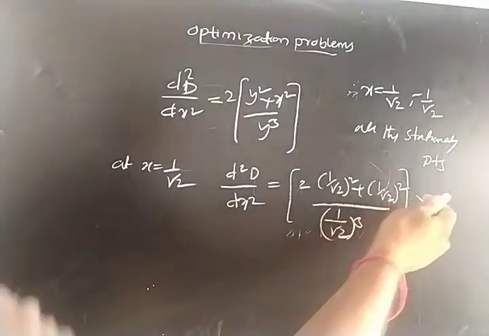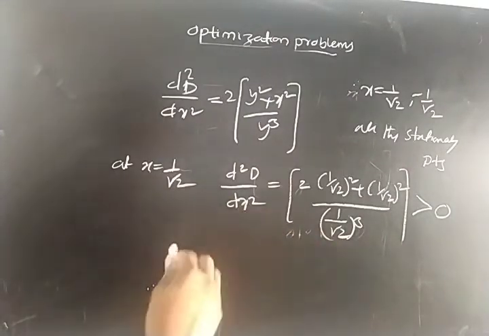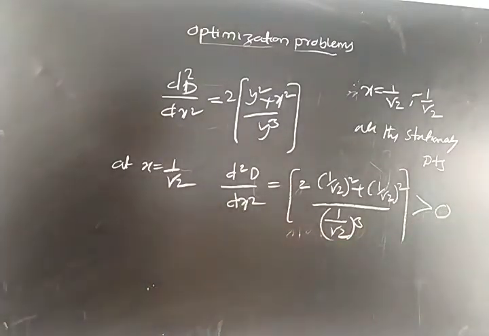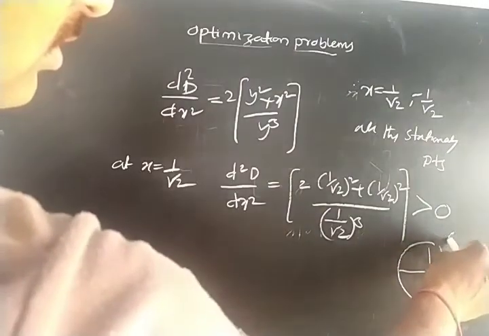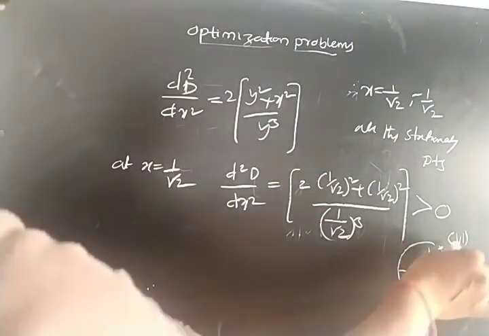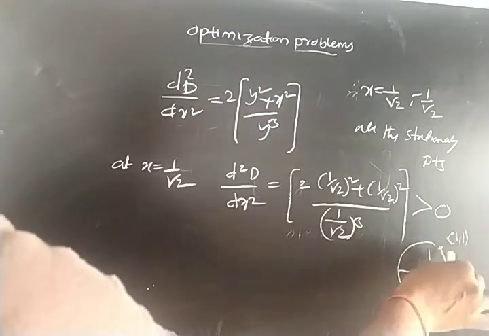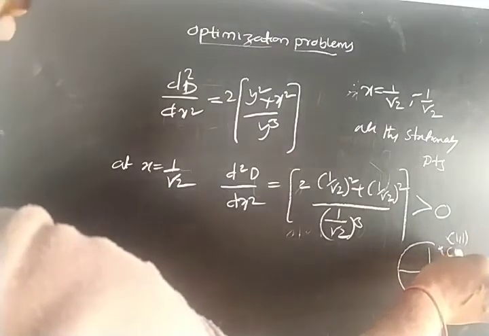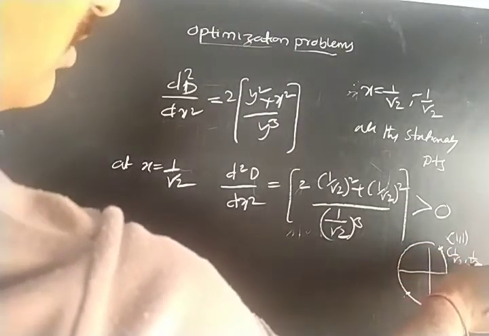If d square D by dx square is greater than 0, at x equal to 1 by root 2, y equal to 1 by root 2, then the function has a minimum value. The function is the distance function. So distance is minimum. So observe the diagram. This is 1, 1. From this point to this point distance is maximum. From this point to this point distance is minimum, where we are getting minimum distance at the point x equal to 1 by root 2 and y equal to 1 by root 2.